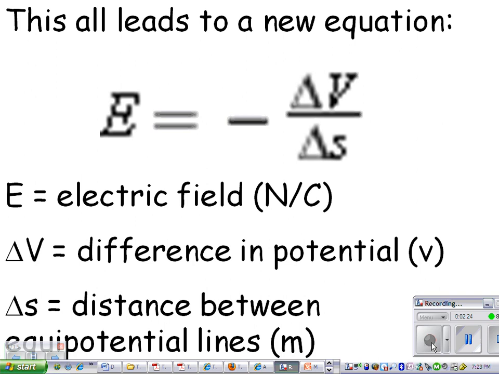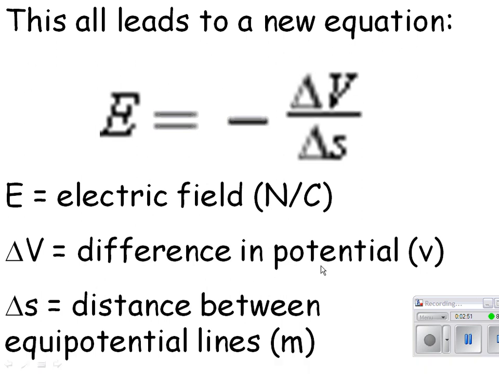This idea leads to a new equation: the electric field E is equal to negative the change in potential over the displacement. It's the rate that potential changes. That negative sign just tells us that positive charges move from areas of high potential down to areas of low potential, so for magnitudes the negative sign is not necessary. E is the electric field in newtons per coulomb. Delta V is the difference in potential, in volts. Delta S is the distance between equipotential lines. So it's like a gradient: how quickly potential changes over a distance.